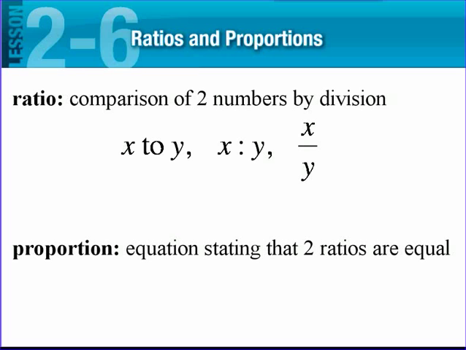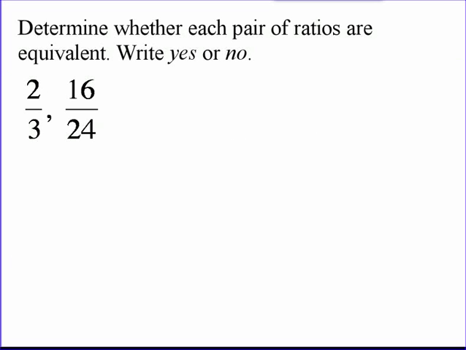I love proportions, because they're easy to solve pretty much, and I'm going to show you a nifty way to do that. If I look at this, I need to determine whether each pair of ratios are equivalent. I'm going to show you a way that will work when we not only want to see if they're equivalent, but when we want to see which one is greater. I'm going to use something known as the cross products.